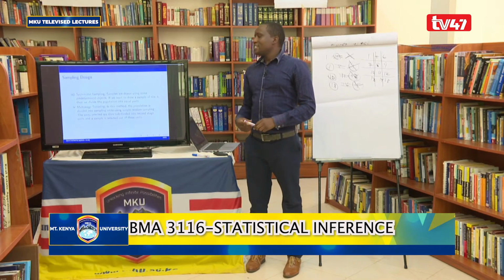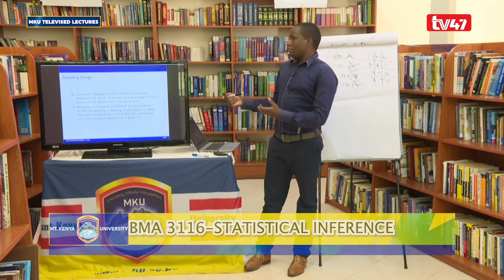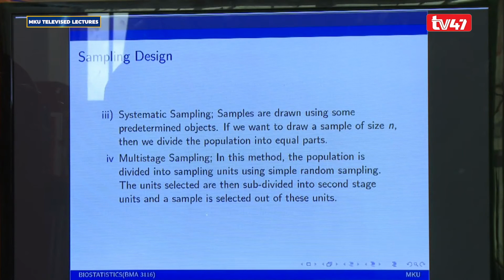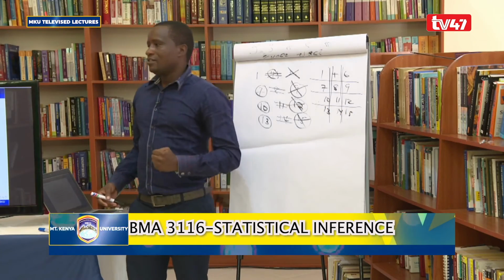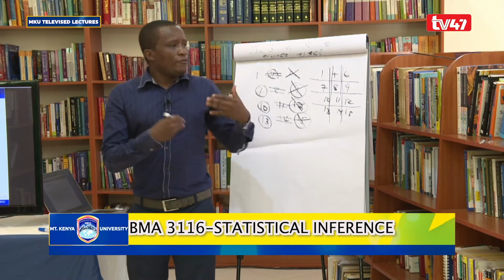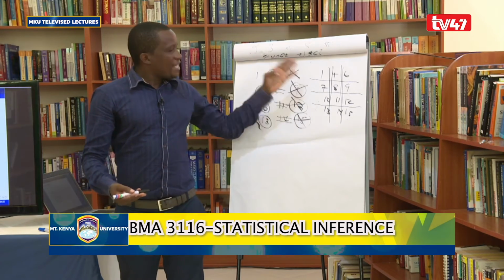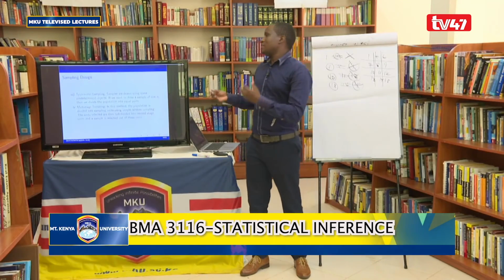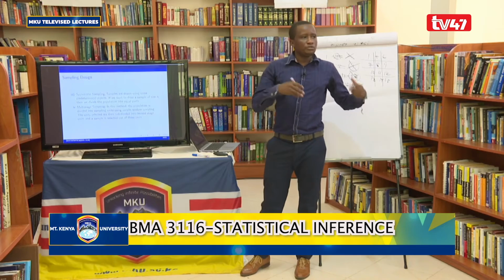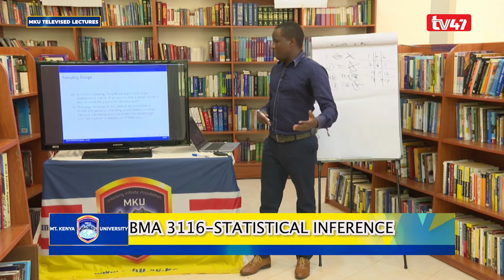The other one is systematic sampling. In this, samples are drawn using some predetermined objects. Like I might say, I'll pick all the odd numbers here. So I'll take 1, 7, 9, 11, 13, and 15. So you use some predetermined rule for a given reason. You pick odd numbers. For a given reason, someone decides I'll take even numbers. So there is some predetermined thing that you're using to determine whether to take even or odd numbers.